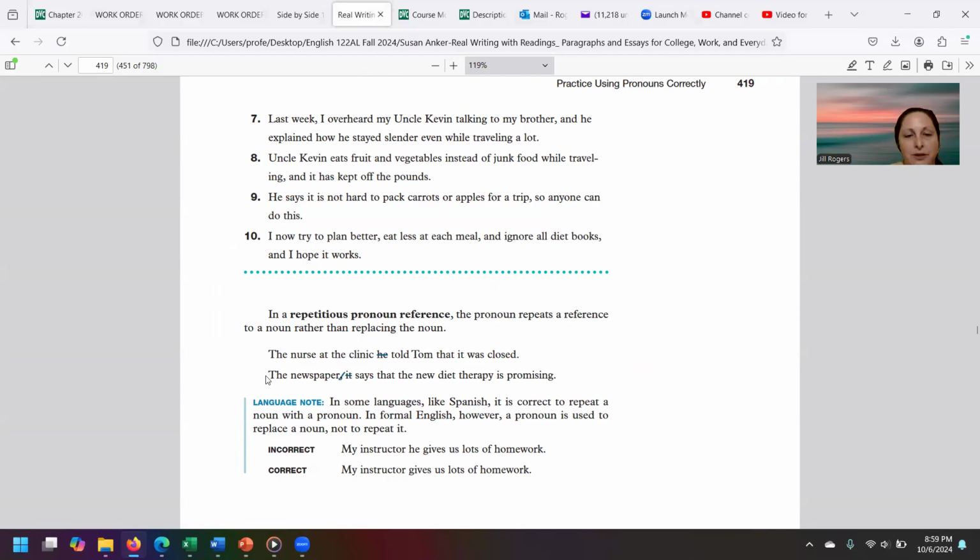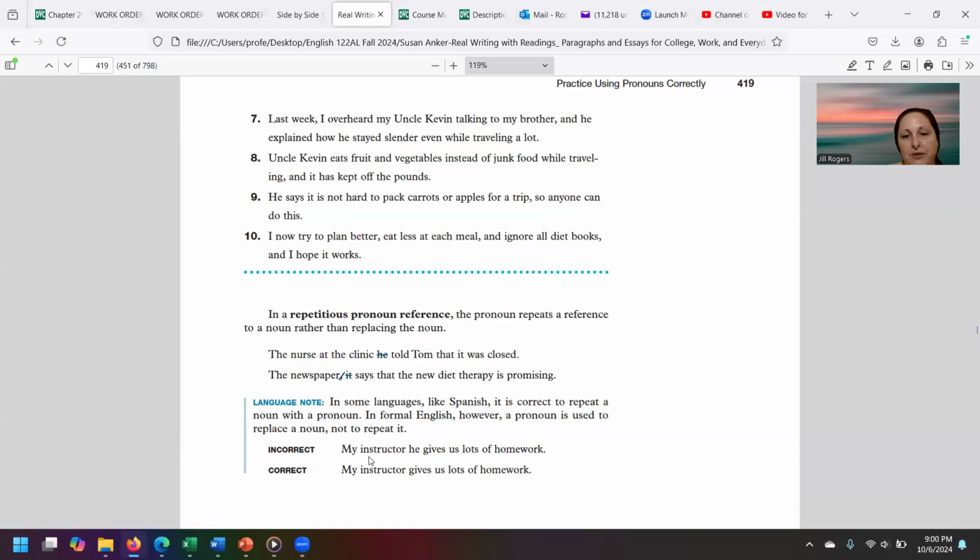Here's another example. The nurse at the clinic told Tom that it was closed. You also see that this prepositional phrase can cause some issues because you might think, oh, I need another subject. No, you don't. The nurse is still the subject. The newspaper, it says that the new diet therapy is promising, right? That's two subjects. So take out that pronoun. Usually it's an extra pronoun that you use. So for example, the newspaper says, that's all. That's how to fix it.